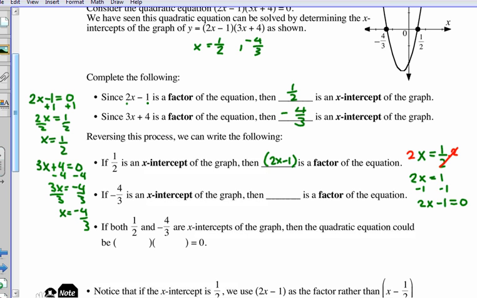Okay? So the idea of negative 4/3, it's going to be opposite sign. And so the bottom always goes in front. So 3x plus 4.